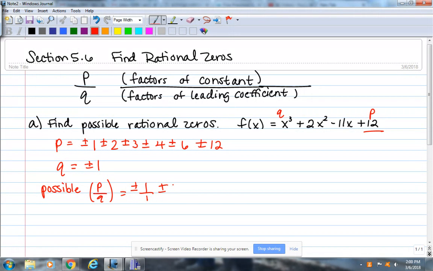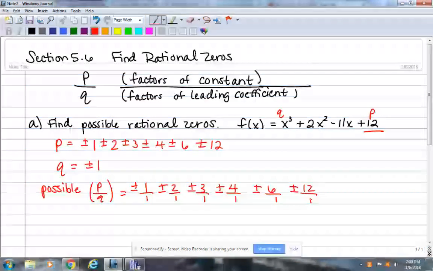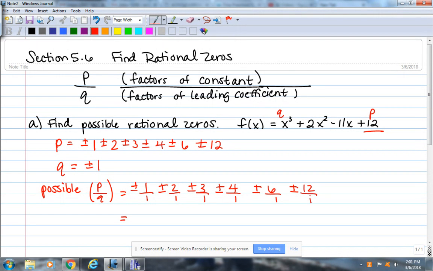Now, these are really easy because these are all going to be over 1. So you say plus and minus 1 over 1, plus and minus 2 over 1, plus and minus 3 over 1, plus and minus 4 over 1, plus and minus 6 over 1, and plus and minus 12 over 1. So you just take all the P's and put them over all the Q's. And then you simplify. And everything divided by 1 is going to be itself, right? So plus and minus 1, 2, 3, 4, 6, and 12.